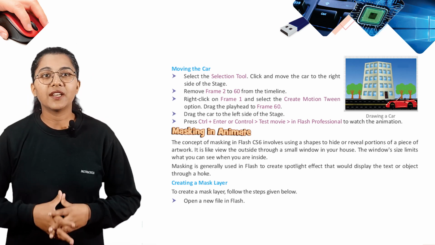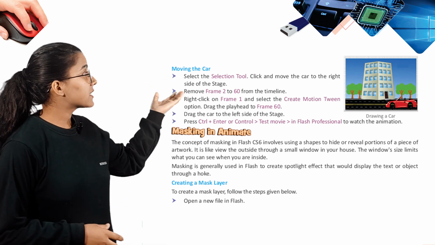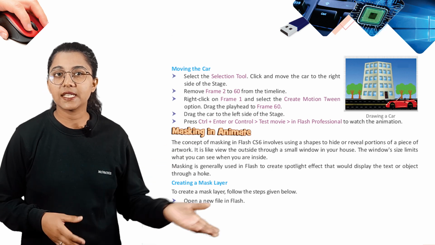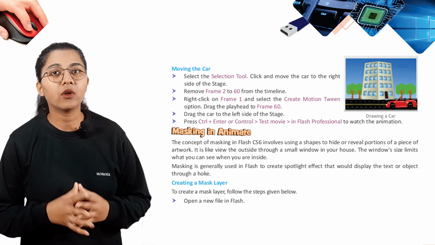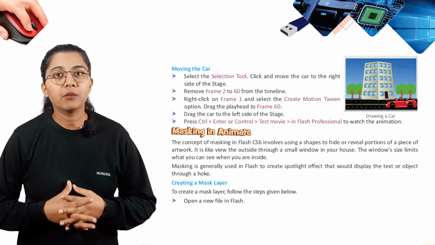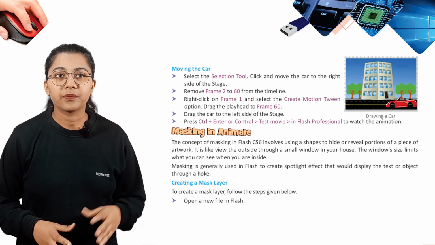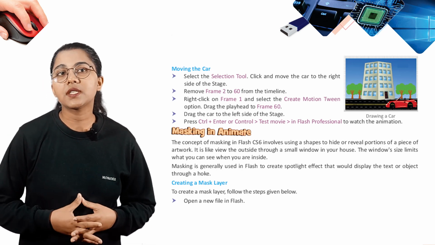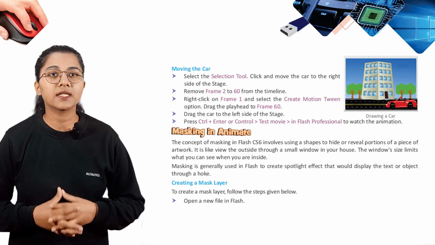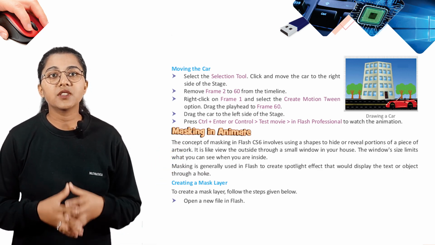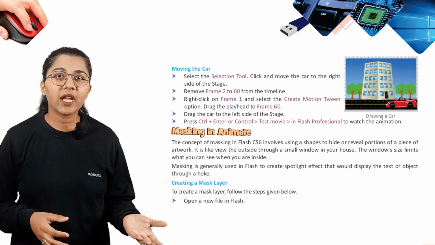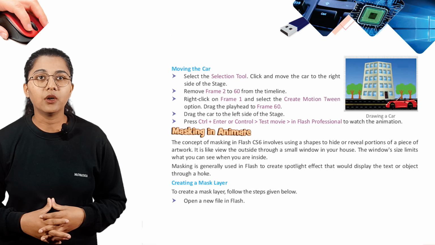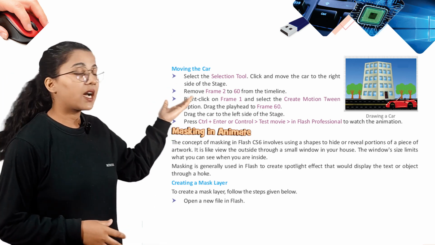Now students, let's read our next topic, that is masking in Animate. So the concept of masking in Flash CS6 involves using a shape to hide or reveal portions of a piece of artwork. It is like viewing the outside through a small window in your house. The window size limits what you see when you are inside. Now, masking is generally used in Flash to create a spotlight effect that would display the text or object through a hole.